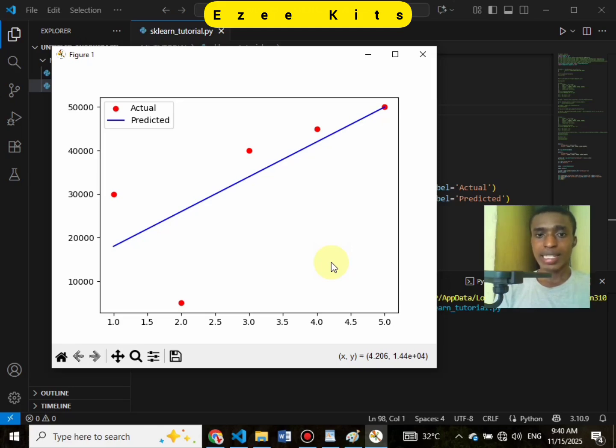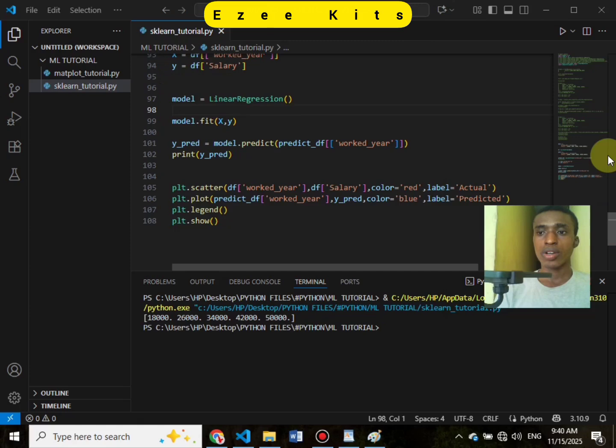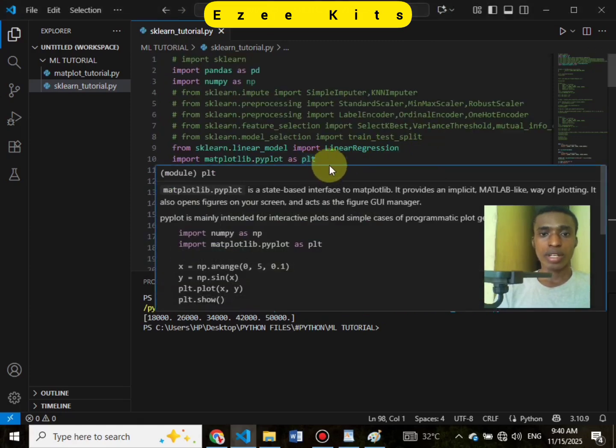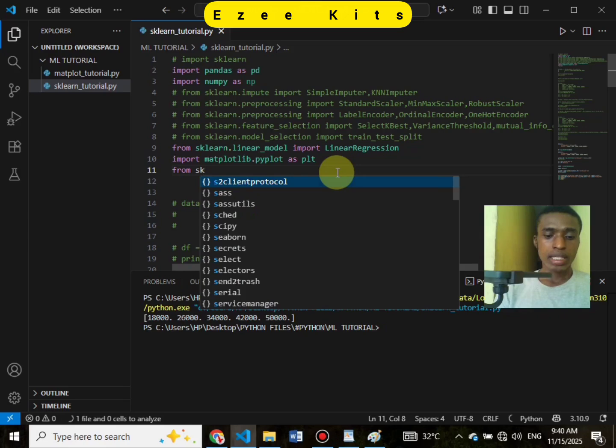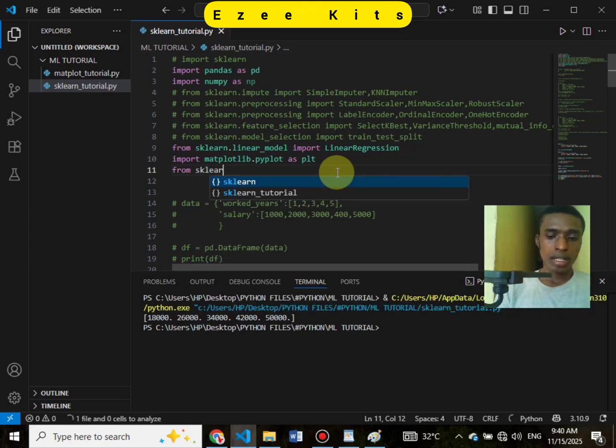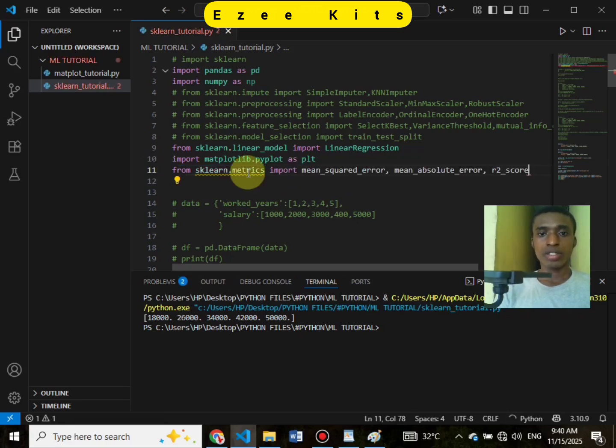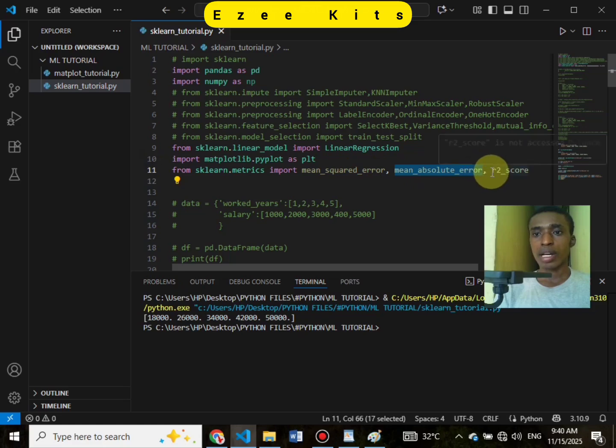Remember that these three belong to the metrics submodule of Scikit-Learn. Let me get rid of this, which is the graph that we got in our previous video. On top here, I can say from Scikit-Learn, that should be sklearn.metrics. I already have it copied, so let me paste it. You want to import mean squared error, mean absolute error, and R2 score.